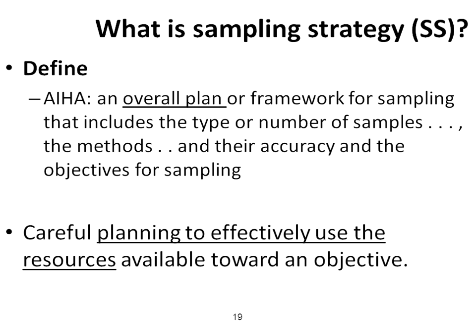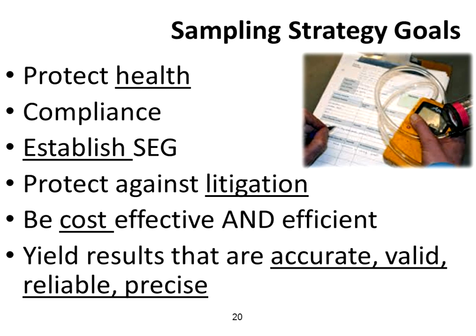So what is a sampling strategy? It's an overall plan or framework for sampling that includes the number of samples, the methods, the accuracy of the objectives for implementing your sampling plan. And it helps us choose which resources we hope to use in the future, which ones we can save, and which ones maybe we need to put more money into.